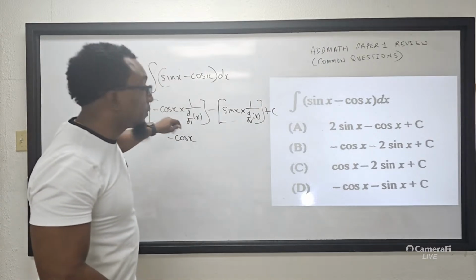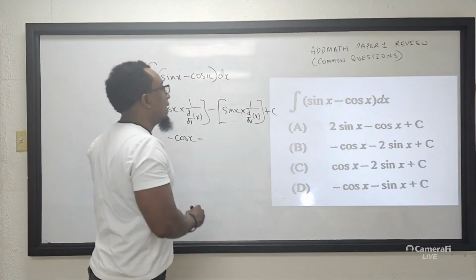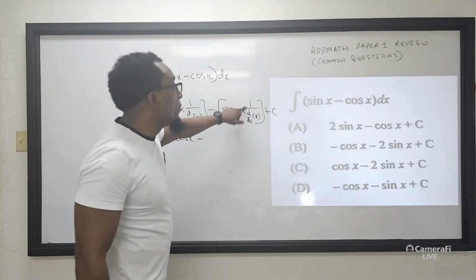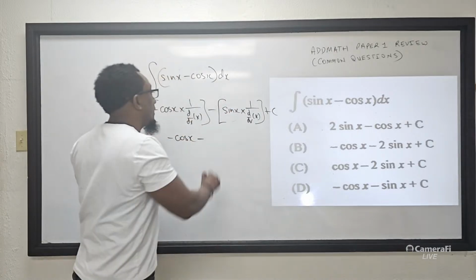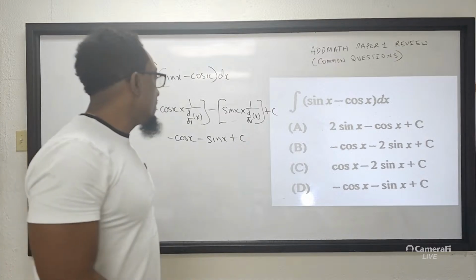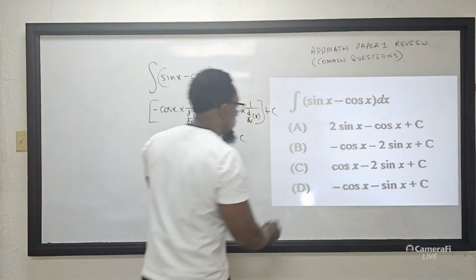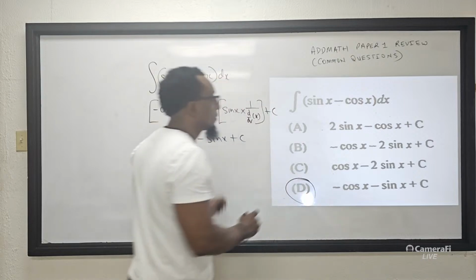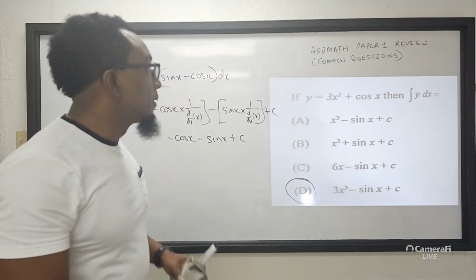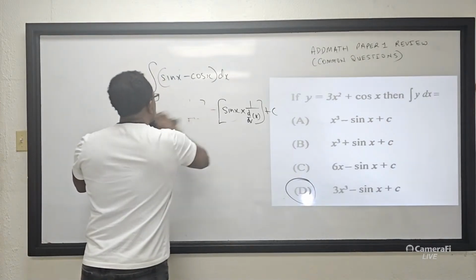But this part is important to know, right? Subtract, the differential of x is 1. 1 divided by 1 is 1. 1 by sine x is sine x. So we should have minus cos x minus sine x plus c, whose answer there is D. Common questions, okay? Right, so let's integrate that function.